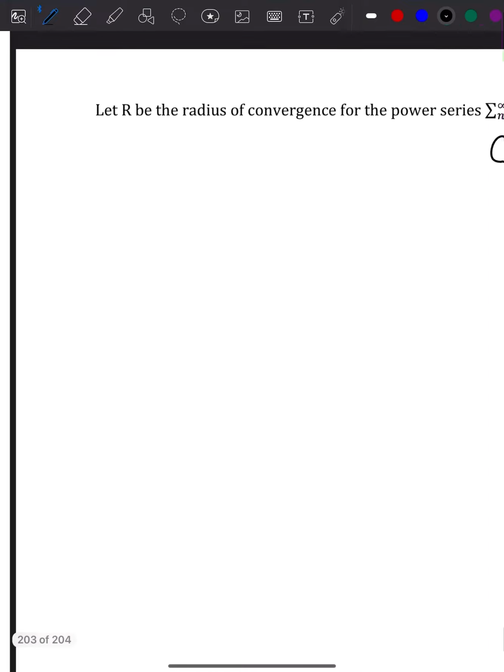One of the things that may be important to us is our center. Just looking at this, I know that my center is going to equal -3 because of x plus 3. So what we need to do is the ratio test.